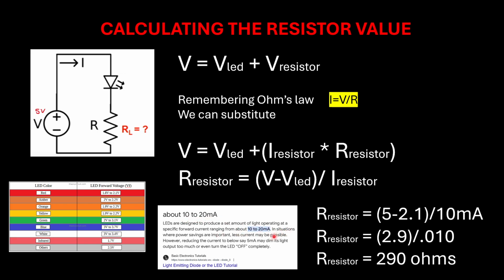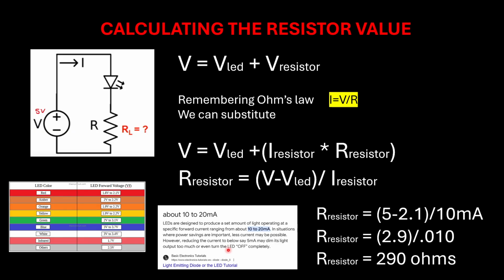Okay, there are certain situations where power savings are important. Less current might be possible. Okay, we can supply less than 10 milliamperes. However, reducing the current to below, let's say, 5 milliamperes may dim its light output too much, or even turn the LED off completely. So this is something you have to keep in mind.